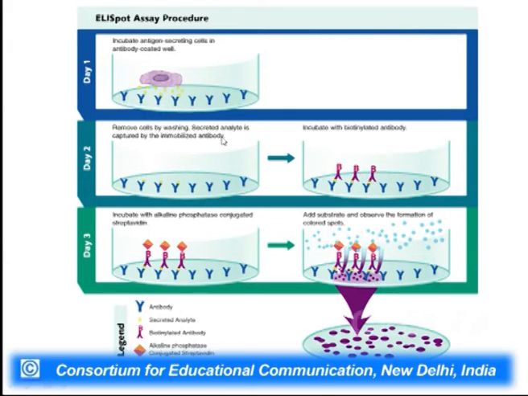The secreted analyte is captured by the immobilized antibody. You can see that the antigens which were secreted have bound to the antibody. You can then incubate it with a biotinylated antibody, that means an antibody which has been labeled with biotin. You incubate it with an alkaline phosphatase conjugated streptavidin, because biotin will combine with streptavidin.